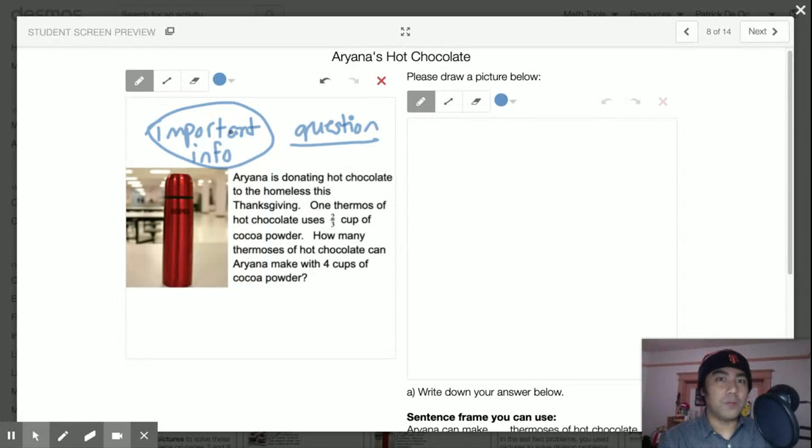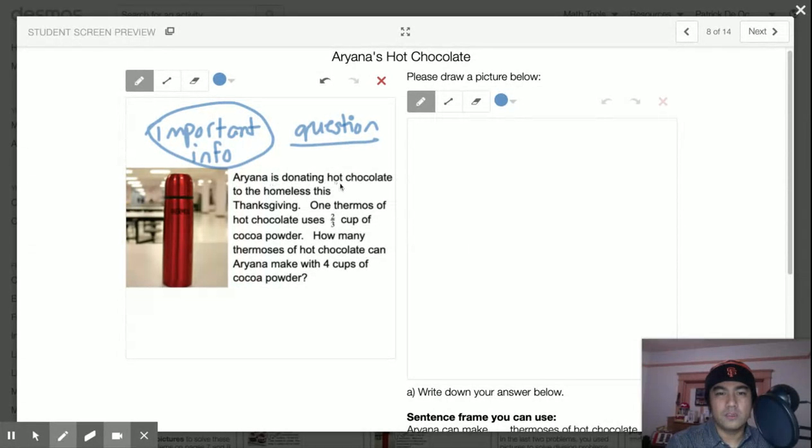This is the 3-read protocol. The 3-read protocol has two parts. You're circling important information, you're underlining the question, and you're reading this problem 3 times or more. All right. What pieces of information are important?